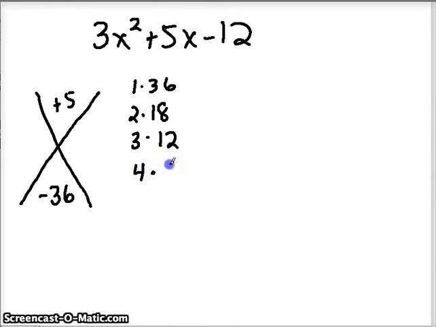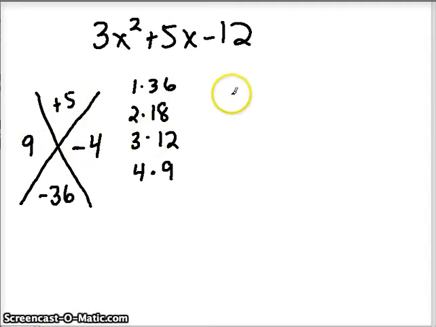4. 4 times what? 4 times 9. Well, that gives us 36. And if we make one of these negative, then they would combine to make a positive 5. So let's think about which one has to be positive and which one has to be negative. We want a positive 5, so we want the bigger number to be positive, smaller number to be negative, so that they multiply to get negative 36, but add up or combine to make positive 5.